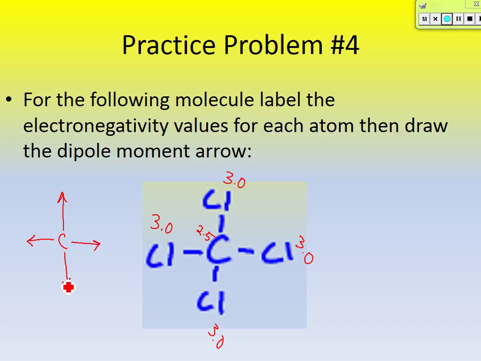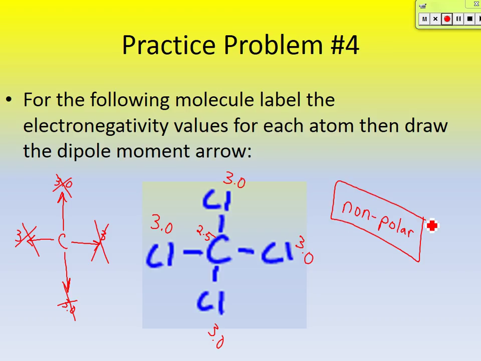Now, we can only draw one arrow, and that's if we draw an arrow at all. Doesn't this 3.0 and this 3.0 get canceled out? Left and right, there's no net pull of electrons. They're canceling each other out. And can't we say the same thing down here and up here? Yes, they cancel each other out. So this molecule, is it polar? Nope. So let's just write non-polar. This is a nonpolar molecule.